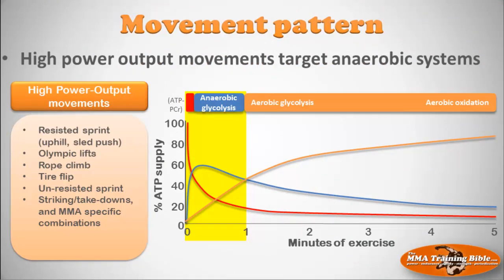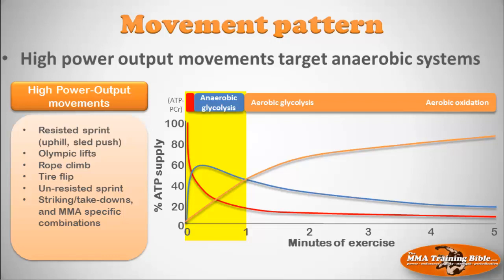If you're choosing high power output movement patterns, then you're choosing things like resisted sprinting, uphill sprinting or pushing a sled. You're choosing things like Olympic lifts, or maybe rope climbing or tire flipping, or even unresisted sprints. And if you're talking about MMA specific movements, it's going to be striking and takedown combinations. These big, powerful MMA specific combinations that require a lot of power that really gas you out.